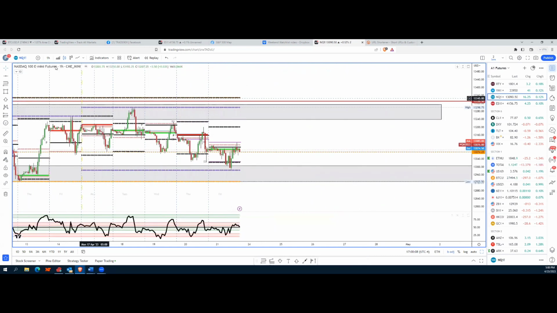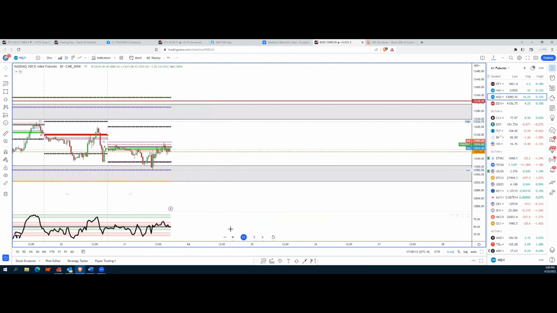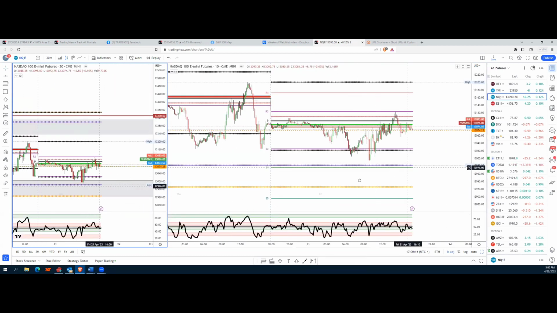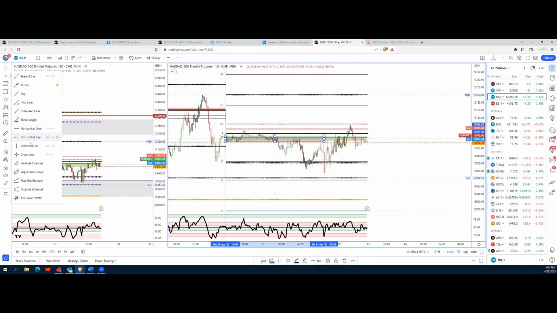So now I've got my anchor chart. Again, if you want to go down to the 30-minute, there you go. So now, when we came in, where was price? Previous day's high, low, midpoint. Okay, same thing as the S&P. We were in a range.